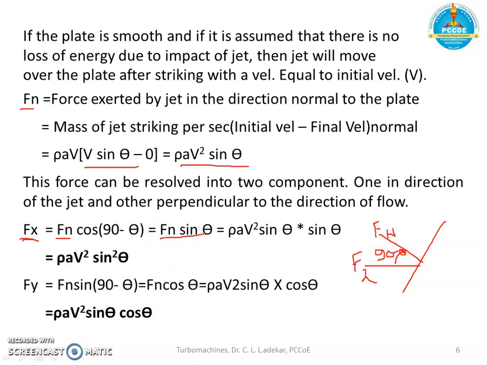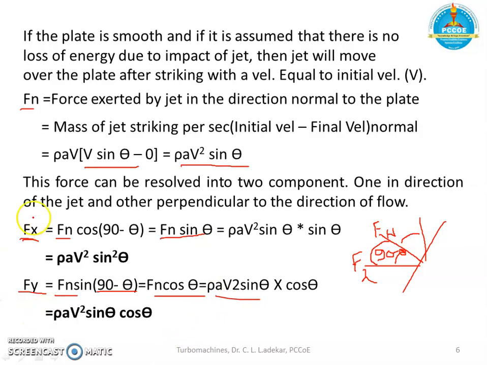Cos(90 minus theta) is again sin theta. So you can write rho a v square sin theta into sin theta, that is rho a v square sin square theta. And similarly for Fy, that is force in y direction, you can write Fn sin(90 minus theta). This will make an angle 90 minus theta, which is sin angle, this is cos. And therefore you can write Fn cos theta, which you can write further as rho a v square sin theta into cos theta.